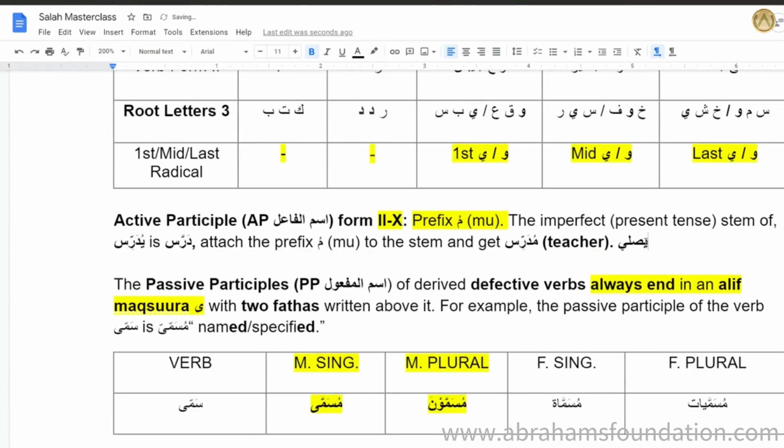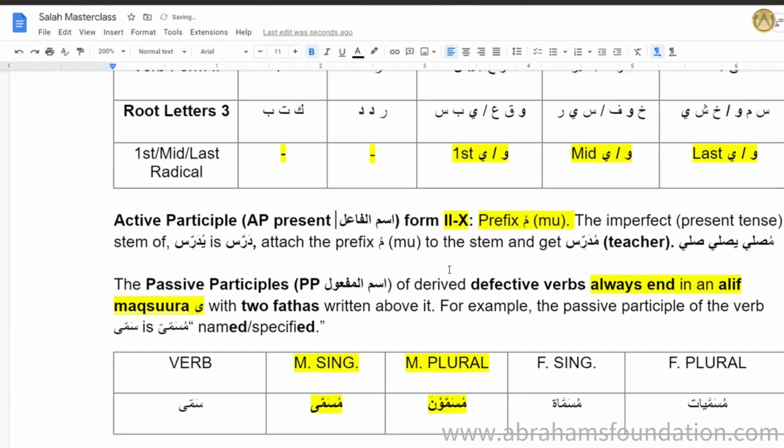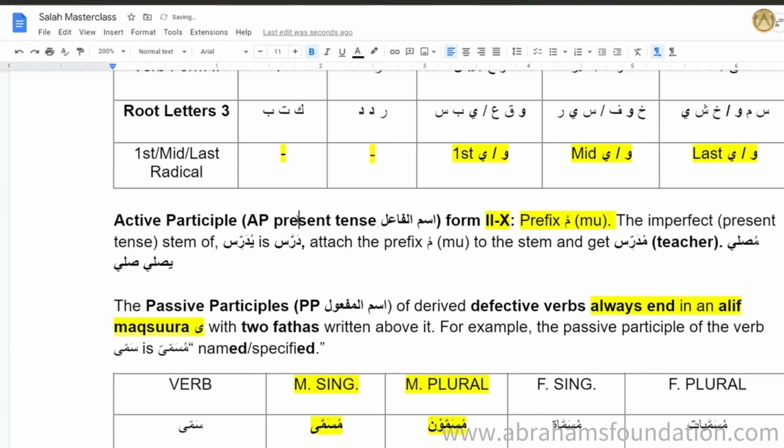So yusalli. Okay, it'll go like this. So in Arabic, the rule here, and remember, active participle means present tense. Right now. It's not past tense, okay? That's what the next one is going to be, passive. When you see an active participle, anything like Muslim, this is today. He was not a Muslim. He is a Muslim. Let me say that in Arabic.